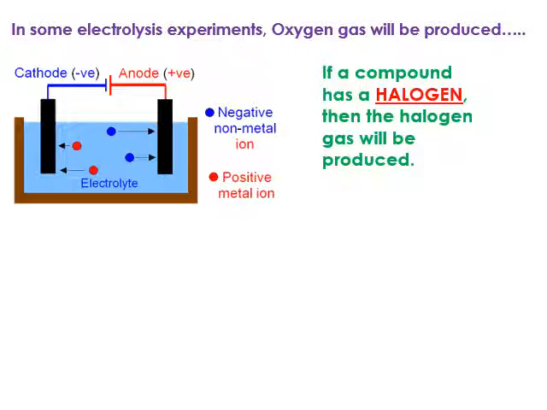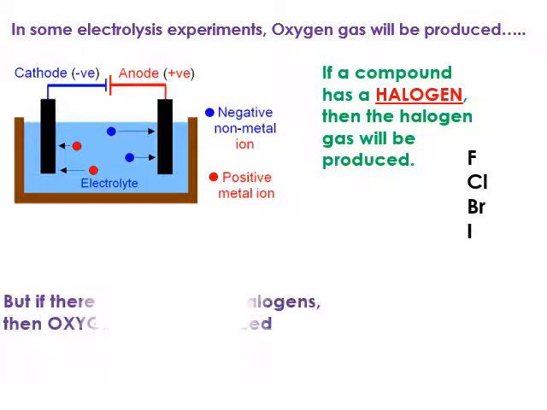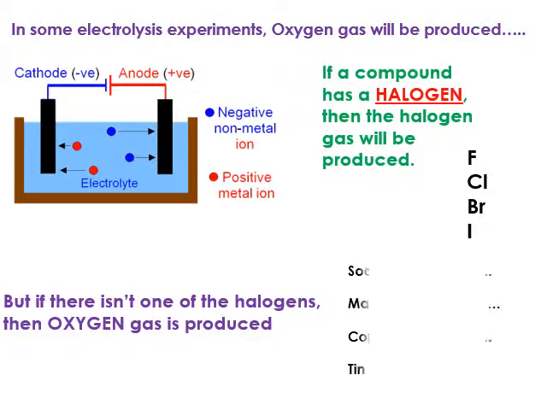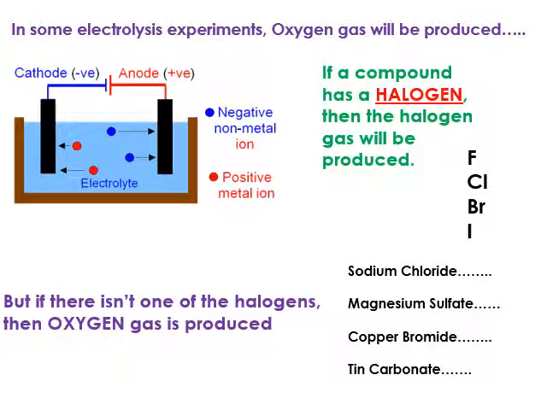What is a halogen? The halogens are these elements. They're in group 7: fluorine, chlorine, bromine and iodine. They are halogens. So if a halogen is in the compound, that halogen will be produced. If there's no halogen, you will get oxygen. So let's look at these examples.